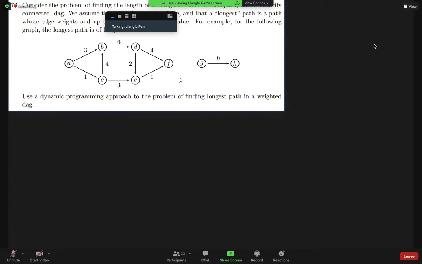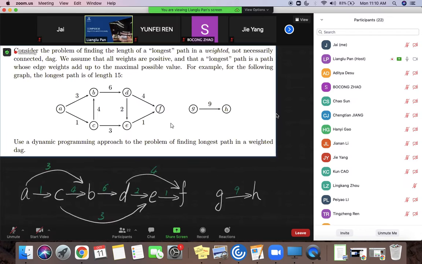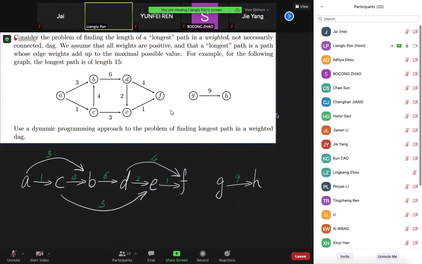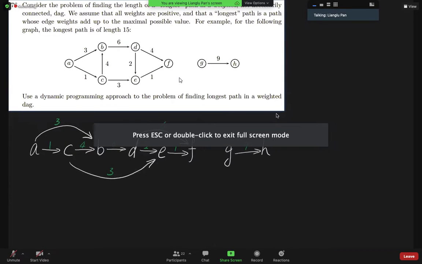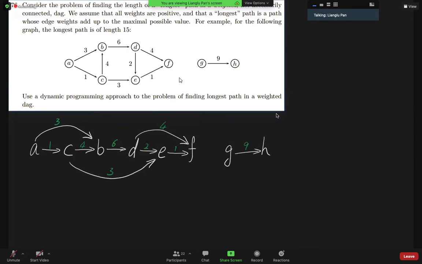Remember, we have topological sort that can be applied on this kind of graph. It's a directed graph, it's acyclic. There's no cycle here in the graph. And if we apply topological sort, this is one possible outcome: A, C, B, D, E, F, G, H. And I have all the edges already marked in this sequence, and also their weight for each of the edges.